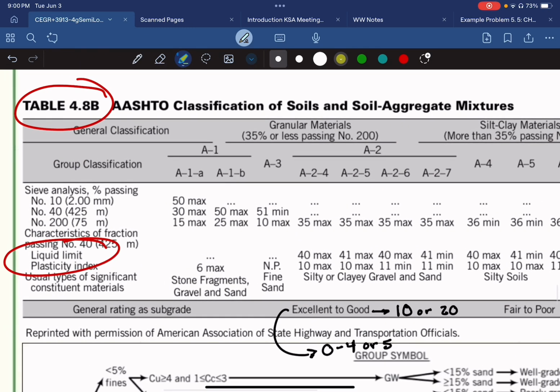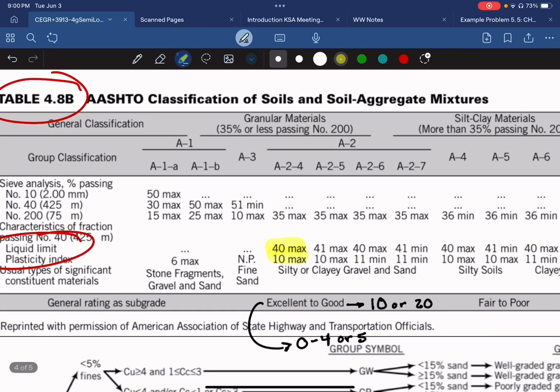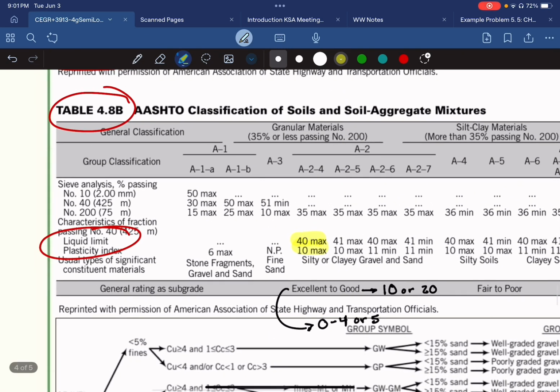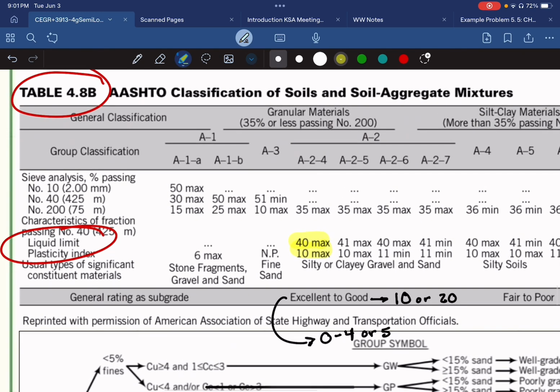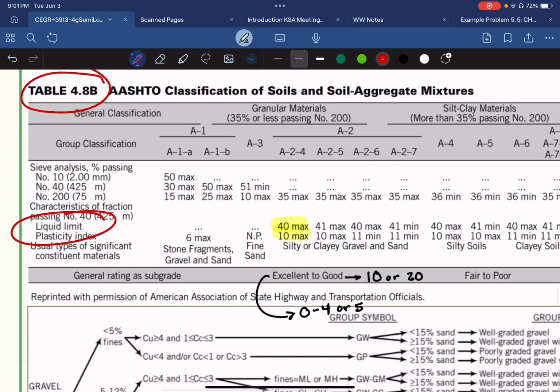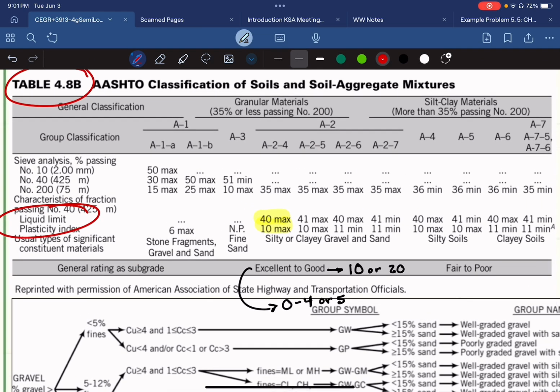We have a 40 max for our liquid limit and 10 max for our plasticity index. So that works out. That's going to be silty or clayey gravel and sand. This is going to be a part of the name, but you're not quite done yet. You're going to get to the ratings down here. It's going to be excellent to good for this problem. Excellent is 0 to 4 or 5, and good 10 or 20.